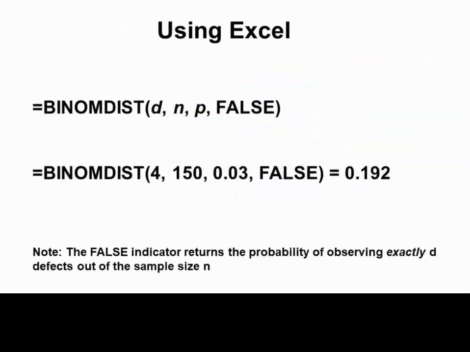Now, a faster way to get this is to use a function in statistical software like JMP or Minitab, or you could use Excel. Excel has the BINOM.DIST function, where the arguments here are d, the number of defects found, the sample size, and p, the proportion. And then you would use false as the last argument, which is a version of this function that finds exactly d, exactly 4 in this case. So if you go to Excel and type this in, you'll also get the 19.2%.